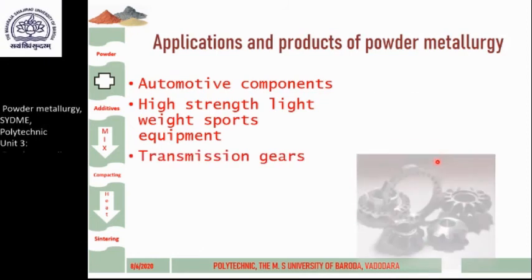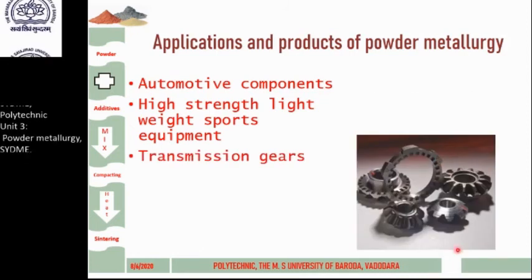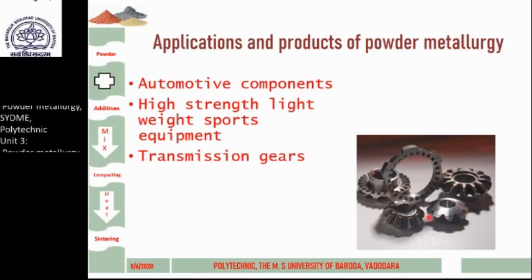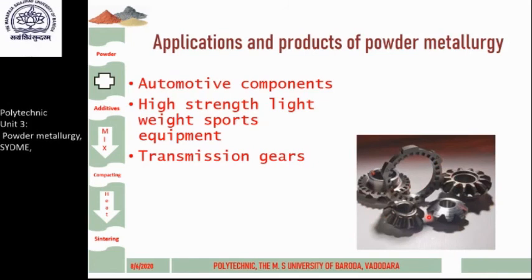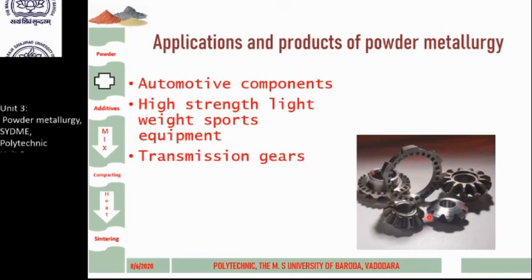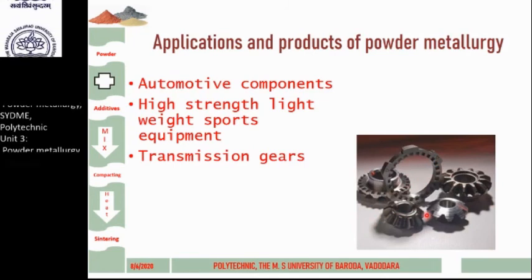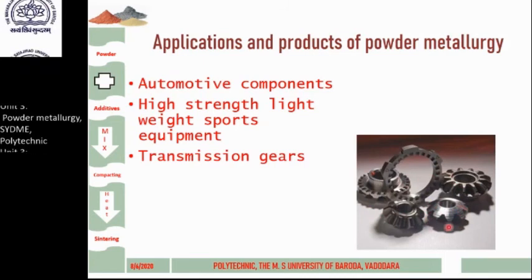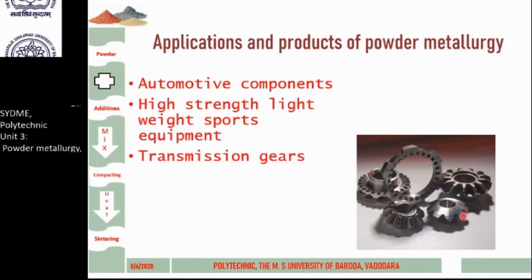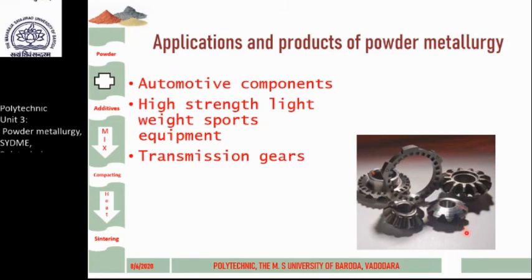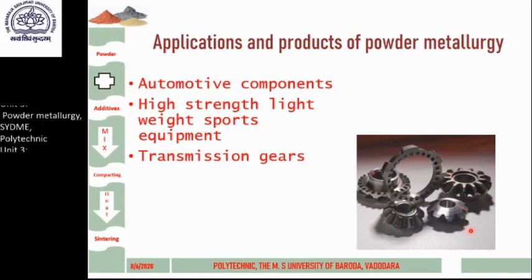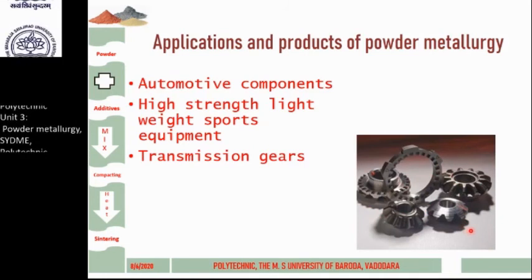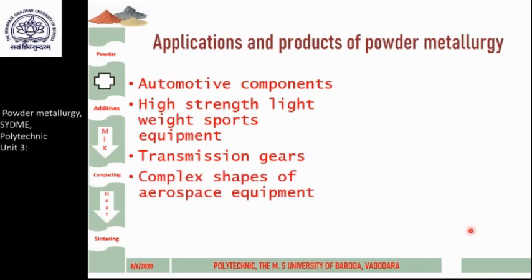Then we have transmission gears, which are part of a complete transmission system or a transmission chain or the planetary gear mechanism. There we require a very high wear resistant material. If the weight is less, we are always at an advantage. So powder metallurgy gives us an advantage of reduced weight with higher strength also.